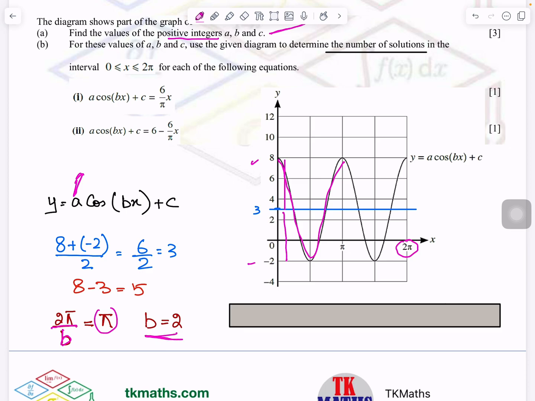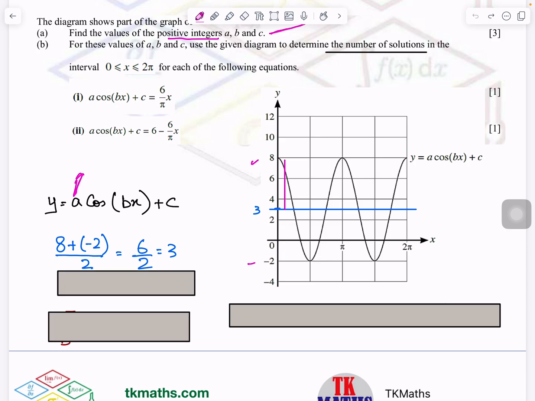And secondly, you don't need to do this working. It is obvious, just seeing the graph. If the cycle period is 2 within 2 pi, then it is 2x straight away, right? You don't need to do anything.